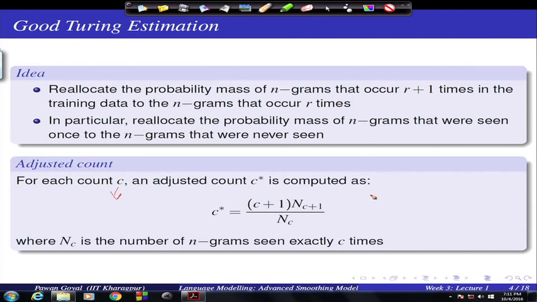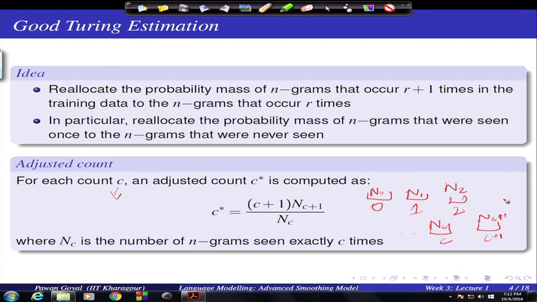What would happen in my training data? I'll have words that occur 0 times, n0, words that occur 1 time, n1, words that occur twice, n2, and so on. So n2 is the number of words that occur twice. Similarly, there are nc words that occur c times, and nc+1 words that occur c+1 times.